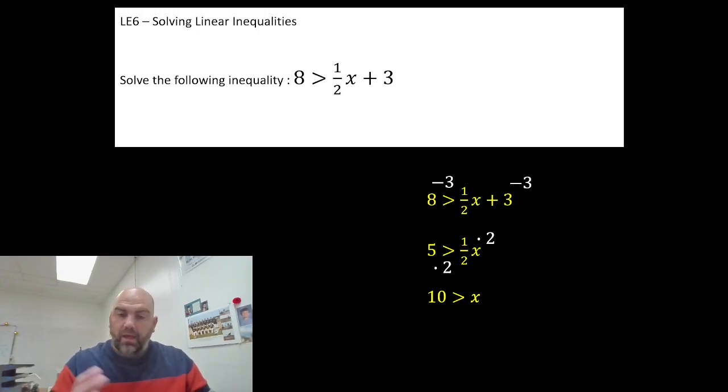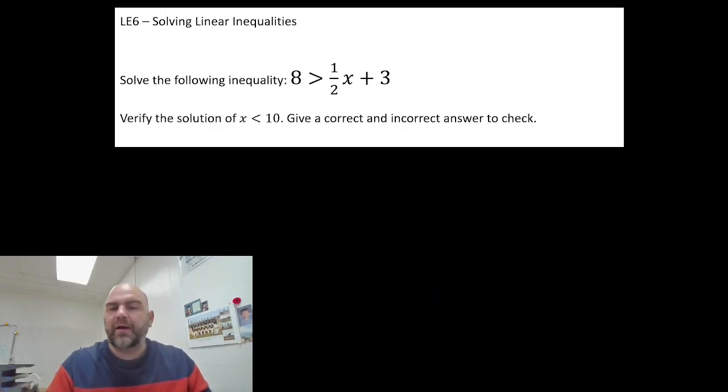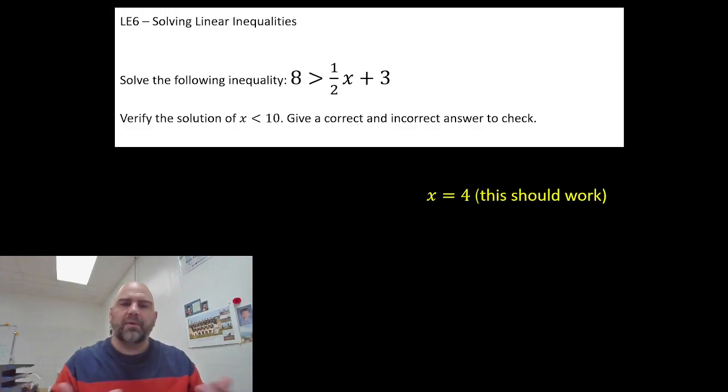All right, so here's our answer, right? We know that x has to be less than 10 to make this whole thing work. Let's verify our solution of x is less than 10. Okay, so I have it up there on the white part again. And let's give a correct and incorrect answer to check. Now, if I was doing this with you in a class, I would actually ask you for a value. But what I'm going to do is I'm just going to come up with an answer where x is less than 10. I'm going to use 4.